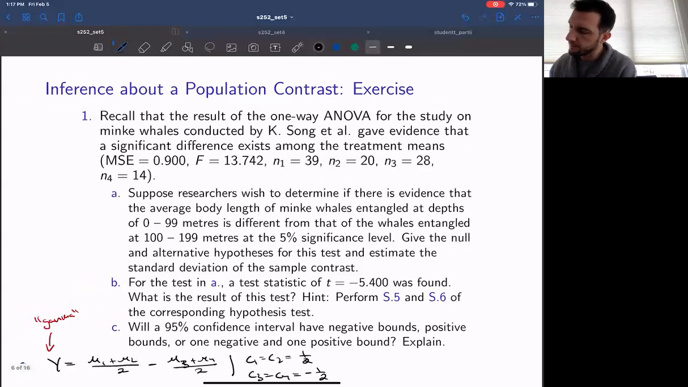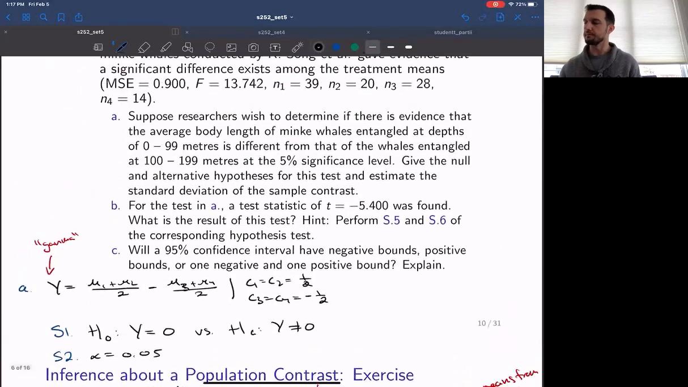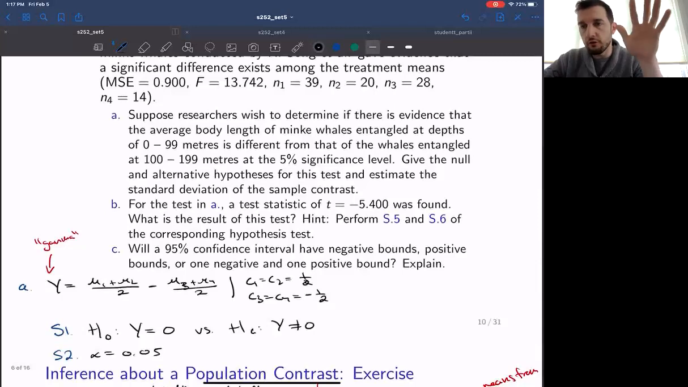All right, so part C says, will a 95% confidence interval have negative bounds, positive bounds, or one negative, one positive bound? Explain. Okay, so let's think about what's happened here. We have conducted a two-tailed hypothesis test at the 5% significance level. So the first thing that we have to think about is, is the critical value for this hypothesis test going to be the same as the critical value for the 95% confidence interval? So yes or no, what do you guys think?